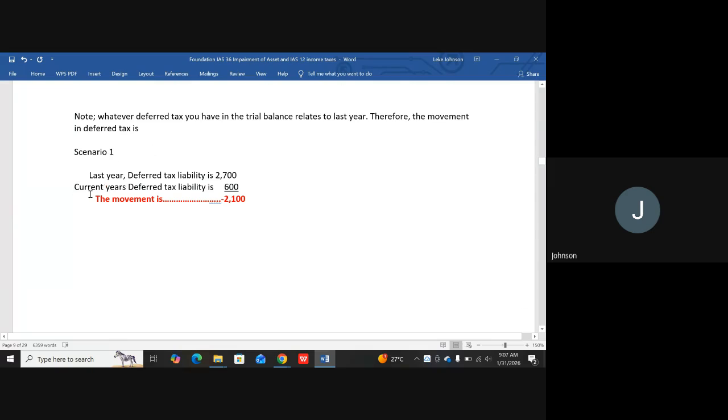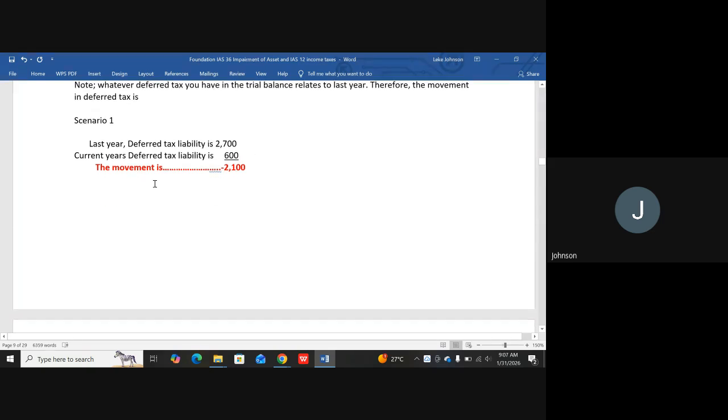Scenario 1, last year deferred tax liability is 2,700. Current year deferred tax liability is 600. Okay, what is the movement? They are both negative. So deferred tax is a liability. This also is another liability. So the movement is minus 21,000. So this is it. This is what happens. Okay, let me explain to you.